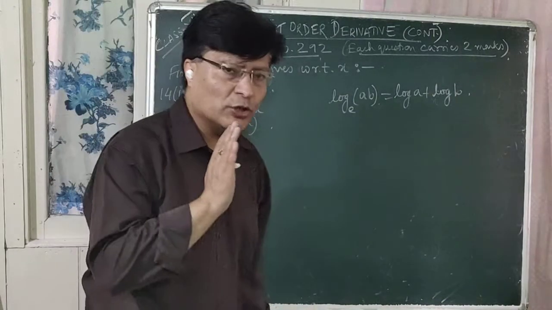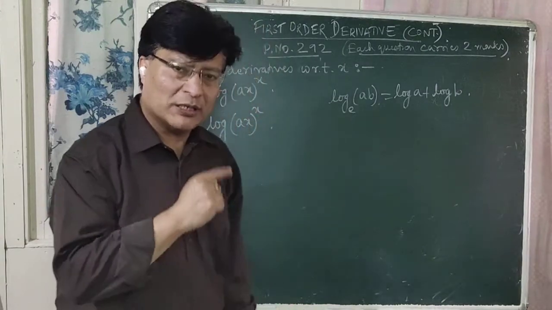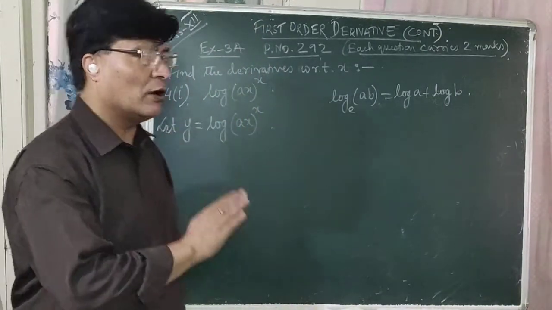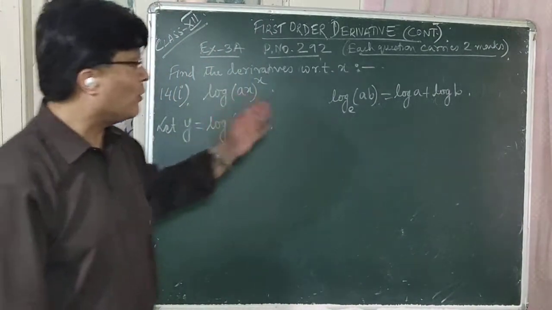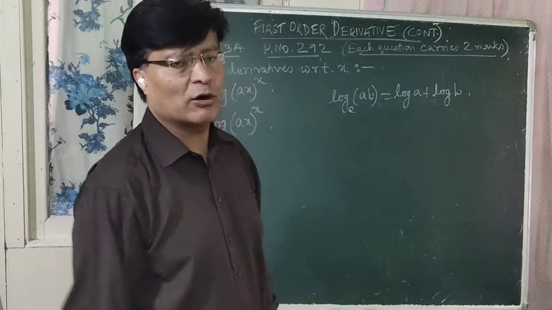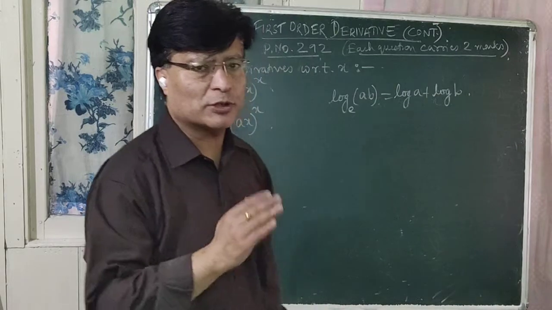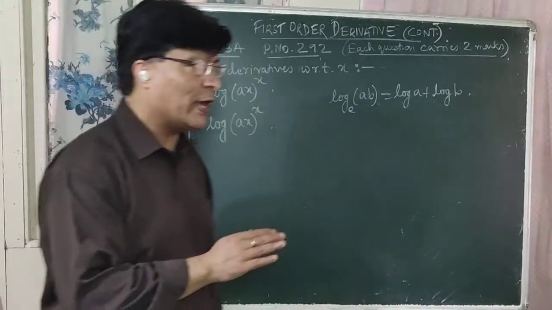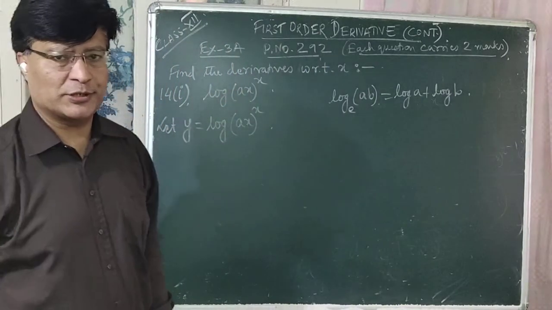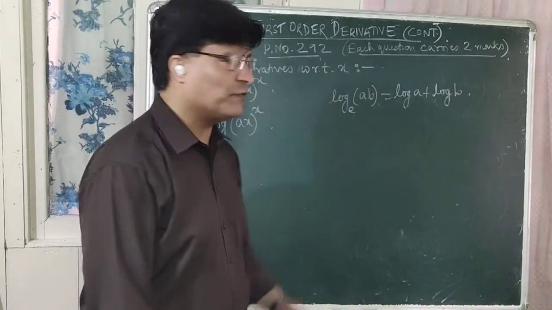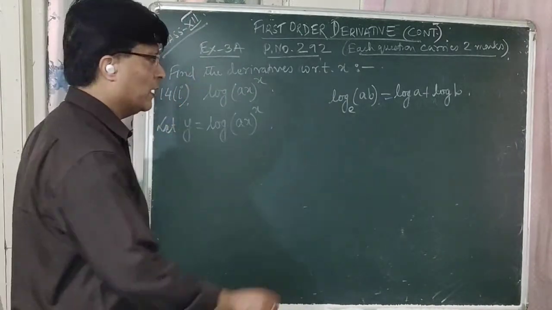It is not only true for the logarithm of the product of two numbers, but it is also true for the logarithm of the product of more than two numbers. That is, if you have log of abc, then you can write log a plus log b plus log c. If you have log abcd, you can write log a plus log b plus log c plus log d. The logarithm of the product of n numbers is equal to the sum of their logarithms. Is that clear? So this is the first property of logarithm, that is log of ab is equal to log a plus log b.